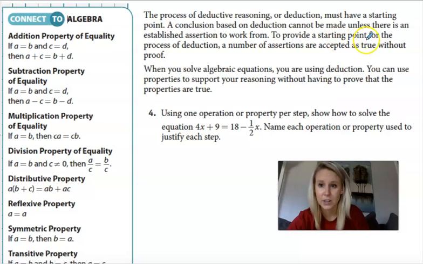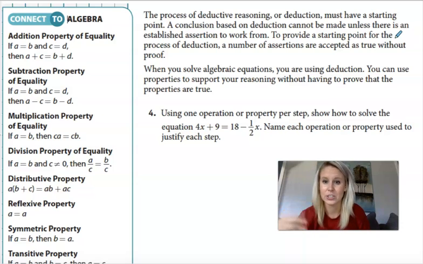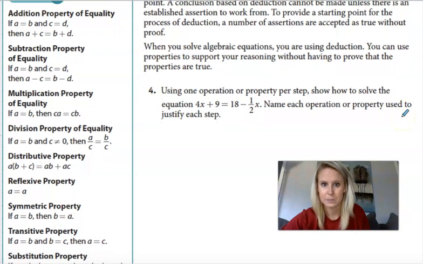So to provide a starting point for the process of deduction or figuring it out, a number of assertions are accepted as true without proof. So in the math world, we accept these things to be true because someone believed it a very long time ago. And so it's accepted to be true and we can use it in our daily math lives.